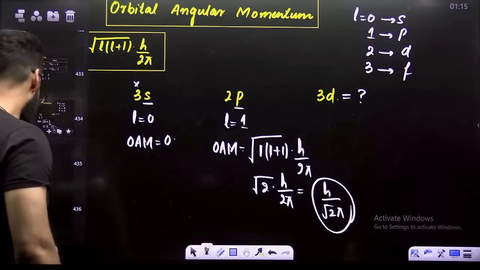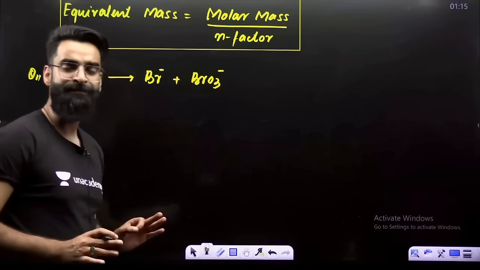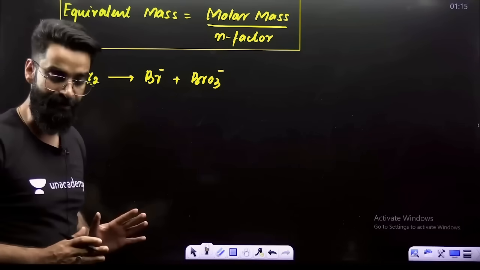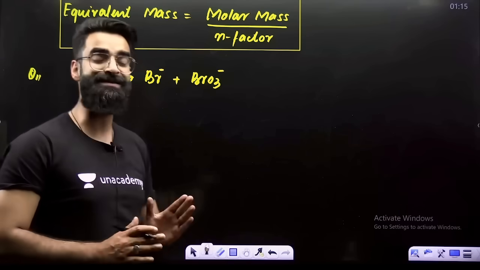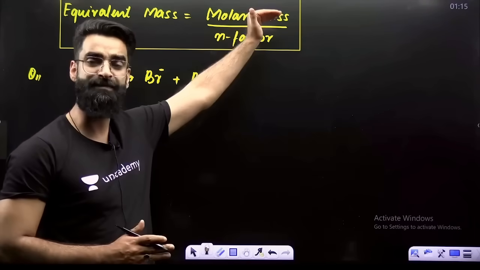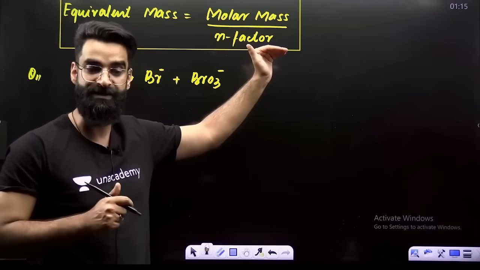Moving on to one more concept. My dear students, how do we exactly calculate equivalent mass? Equivalent mass of the substance is calculated as molar mass of the substance divided by n factor of the substance.